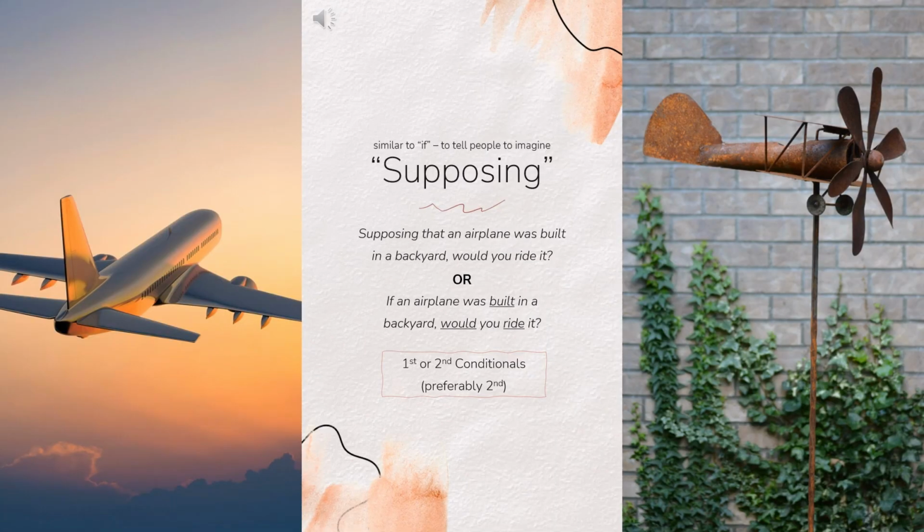Next, we have the word supposing, which is similar to if, but instead we're telling people to imagine something. For example, supposing that an airplane was built in the backyard, would you ride it? Or, if we rephrase it, if an airplane was built in the backyard, would you ride it? This word can be used for first and second conditionals, but preferably second conditionals because we're telling people to imagine something, which means the situation is unreal.